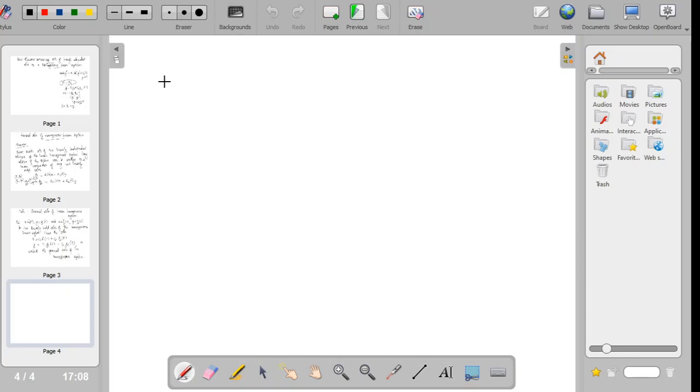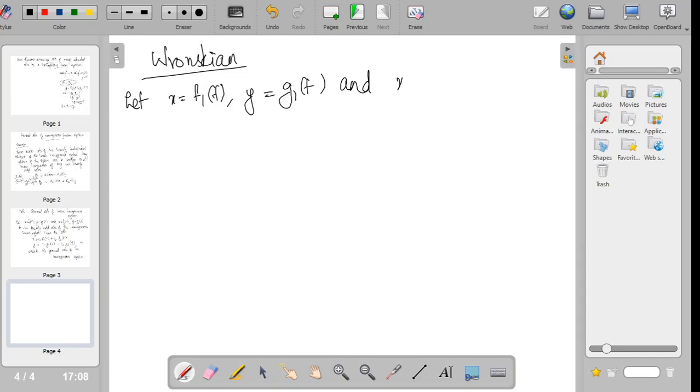So here Wronskian is calculated in a different way. Okay. So for a linear system, we will look at how to find the Wronskian. So let us again take the solutions f1 g1 and f2 g2. So let x equal to f1 of t, y equal to g1 of t, and x equal to f2 of t, y equal to g2 of t, the two solutions of the homogeneous linear system.